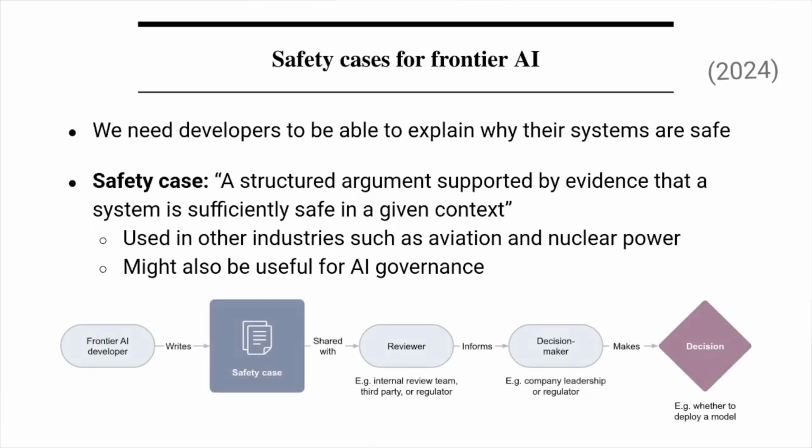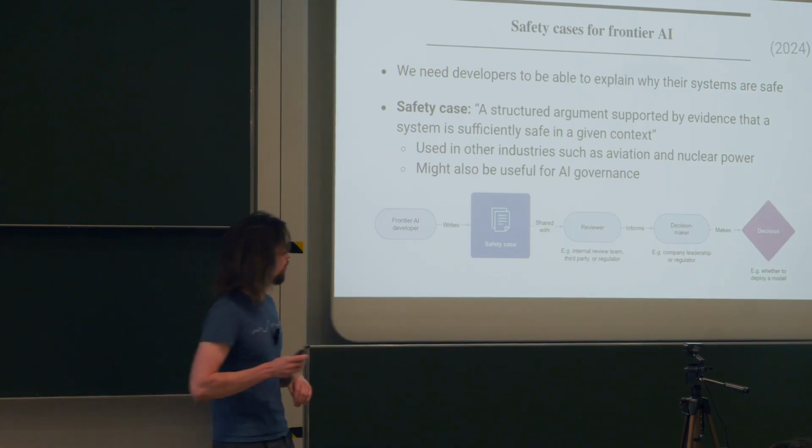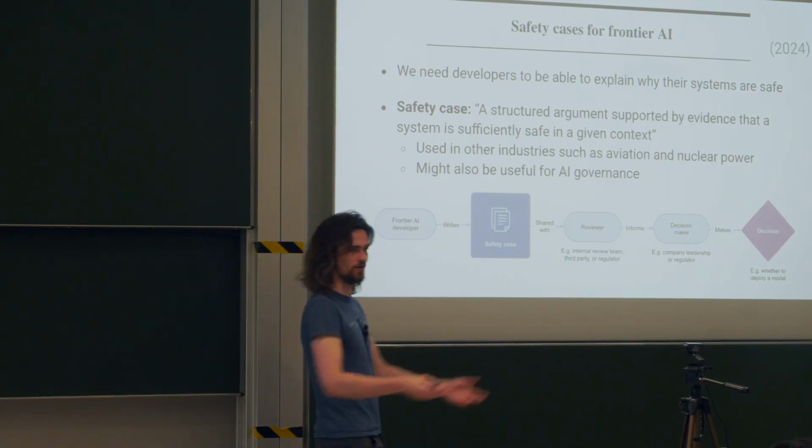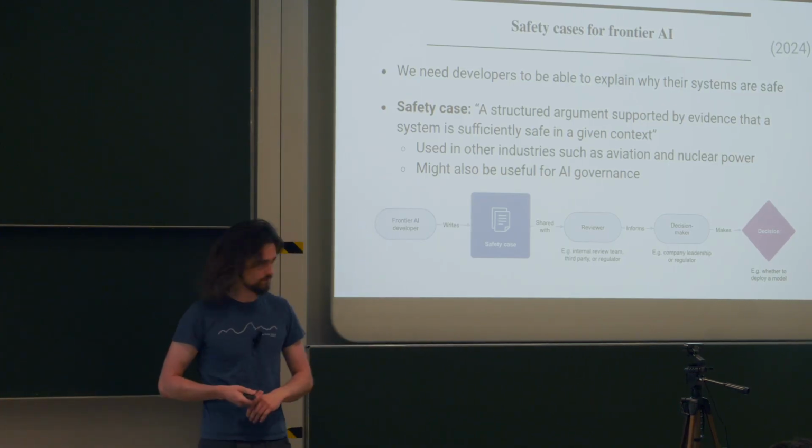And so a overview of the pipeline: you have your developer, they write some safety case, they share this with some reviewer. So this could be an internal review team, it could be a regulator. This then informs some decision maker who makes some sort of decision that maybe is, should we deploy this model, or should we carry on training this model or researching this agenda?